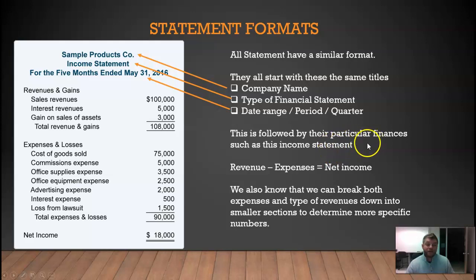This is followed by the particular finances, such as this one here, which is revenues, the different expenses, and net income. We also know that we can break both expenses and types of revenue down into smaller sections. So this is a very basic income statement. If I was the owner of the company, this is something I might send to an investor. But for me personally, I would want to know, okay, where are all my sales revenues coming from, and where did the cost of these goods come from?